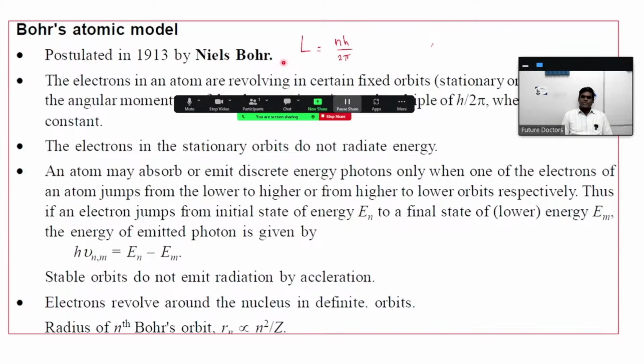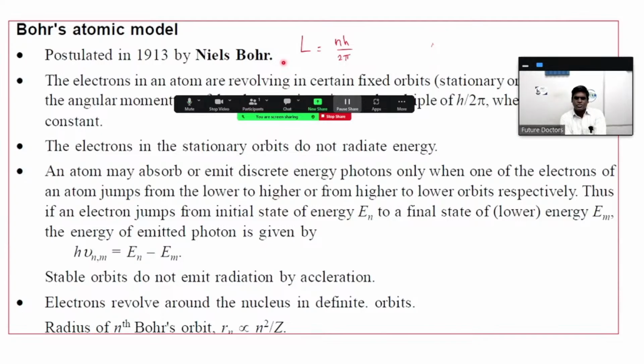The electrons in the stationary orbits do not radiate energy, and an atom may absorb or emit discrete energy photons only when one of the electrons of an atom jumps from a lower to a higher energy level, or vice versa. Thus, if an electron jumps from an initial state of energy Ei to a final state of energy Ef, then hν = En minus Em.